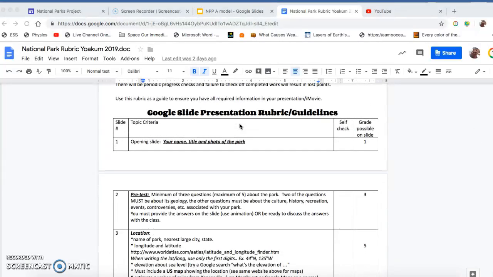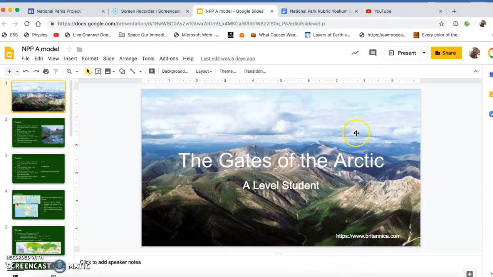If you want to include more, that's okay, but it will simplify the presentation and the grading if you do it in this order. Slide number 1 should have your name, the title, and the photo of the park, and look what this student has. Their name, A-level student, I've changed it, the photo of the park, and the title. There's also a citation to where they got the photo. So every photograph should have a citation about where they got the picture.